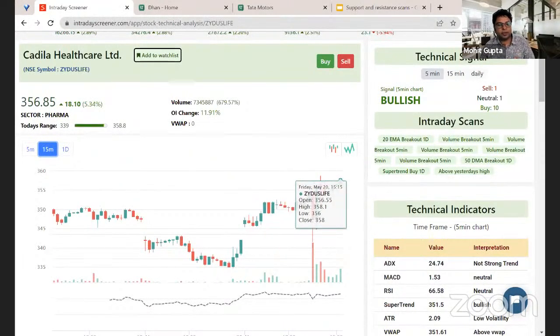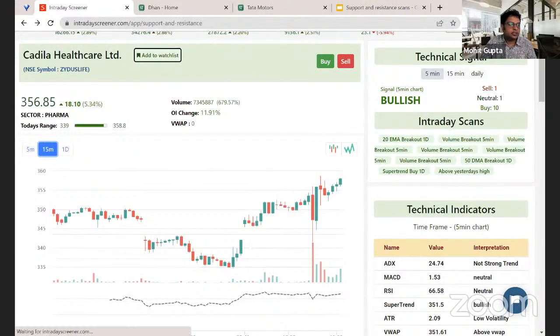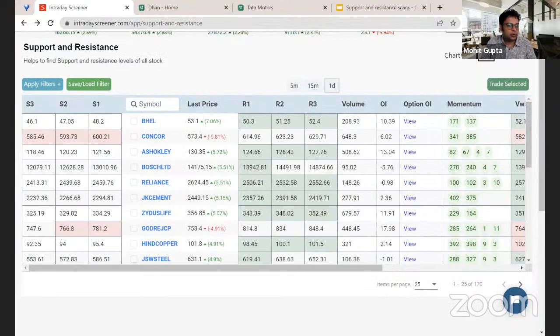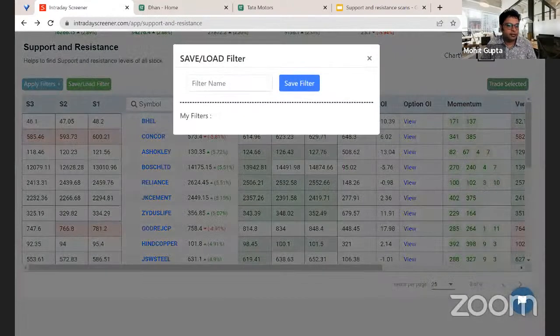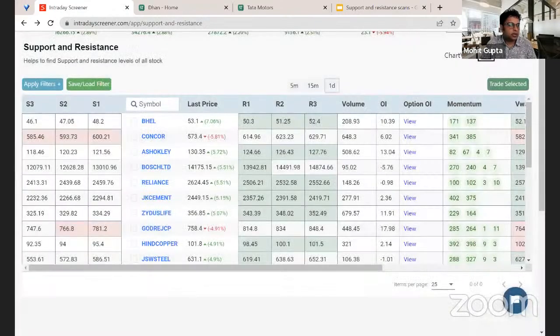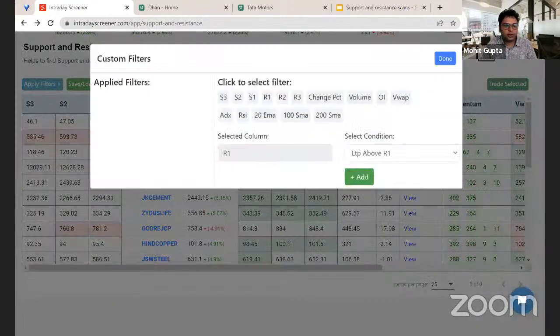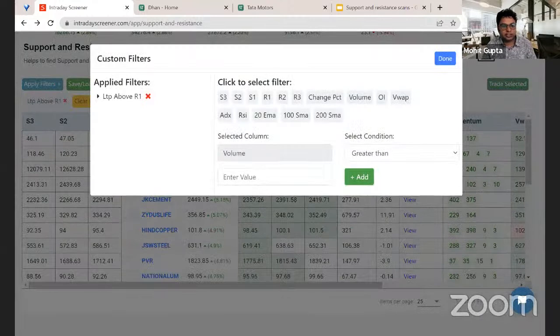If that stock is appearing in different scans also, like volume breakout is happening, volume profile is there. So for example, if you are here and let's say you apply some filter, let me load a saved filter. It is not showing. So let's say I apply a filter of the stocks which are above R1 and the volume is greater than, let's say, 100%. A lot of people use this strategy, especially on intraday screener.